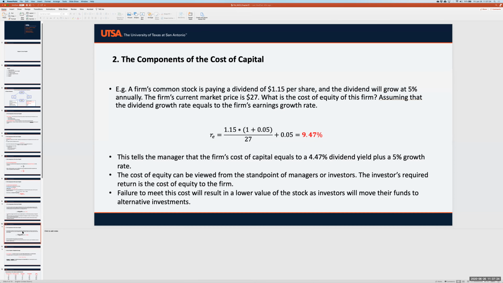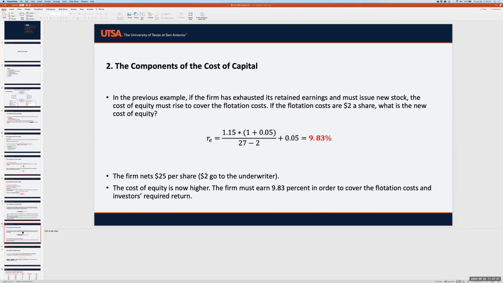Okay, let's go. Next slide. The small trick here is that if there is a flotation cost, you need to subtract this flotation cost from the stock price, and you will get a higher cost of common equity. What is flotation cost? You need to pay some cost to the underwriter, like an investment firm, to issue or float the stock. So yeah, if you incur that cost, you will get a higher cost of common stock.